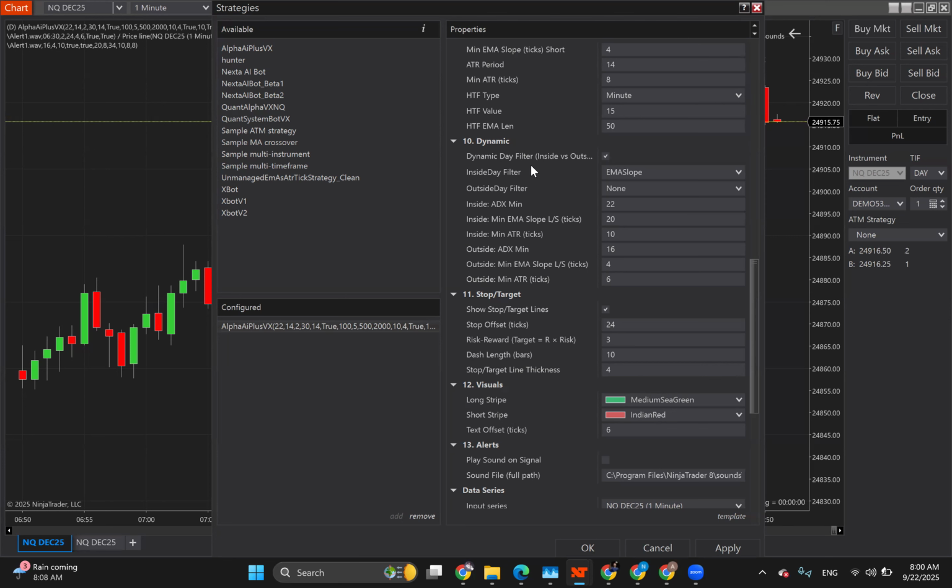So in this filter, you can choose which filter to use on an inside day versus an outside day: the inside day filter, the outside day filter, or you choose nothing. The system will check if it's an inside day, and then it will take the filter you pick, or if it's an outside day it will take that one, or you can cancel it all and have no dynamic, right?